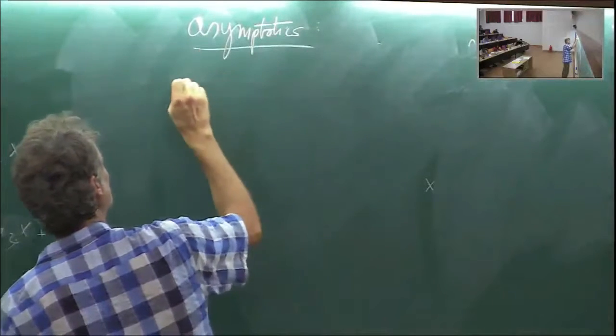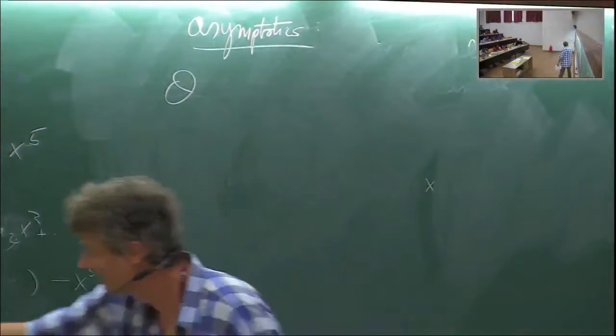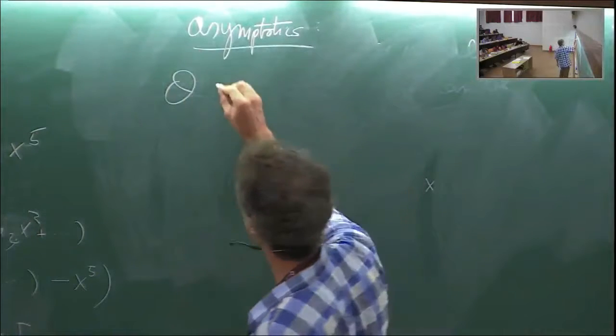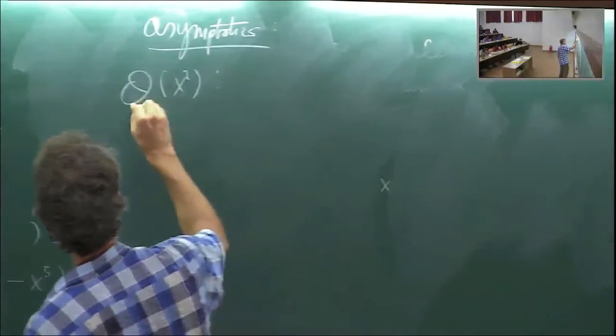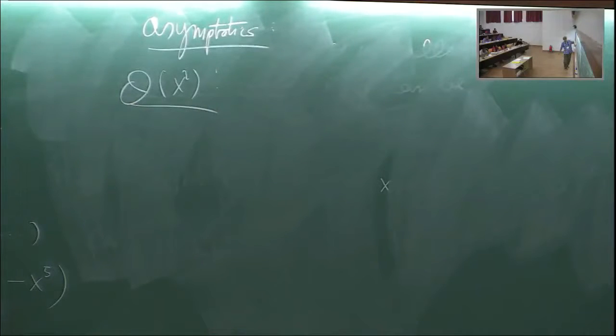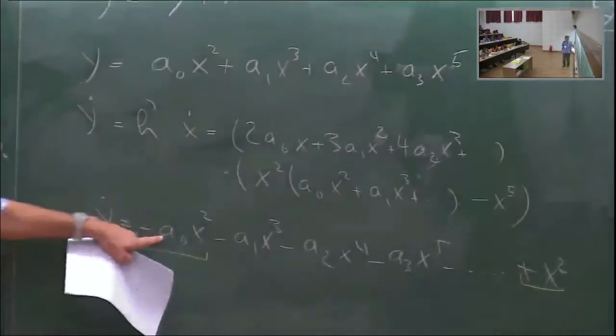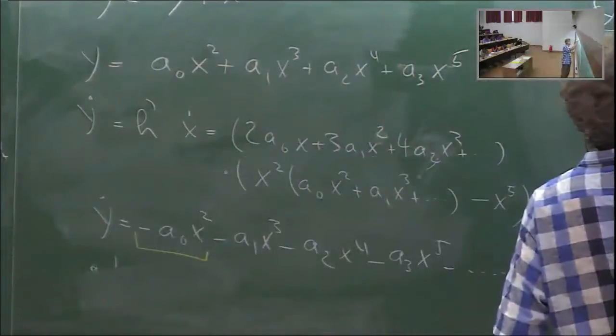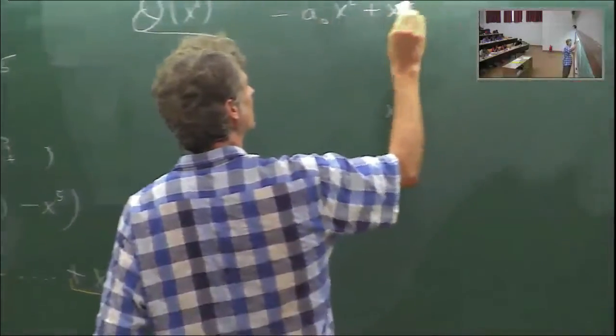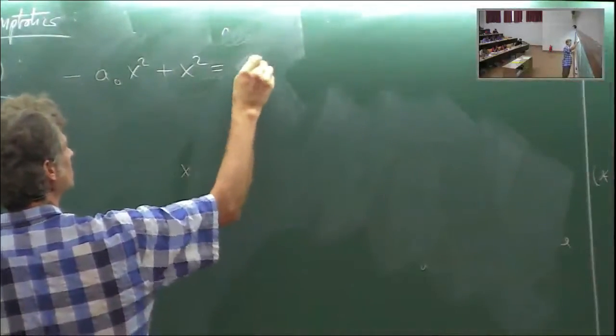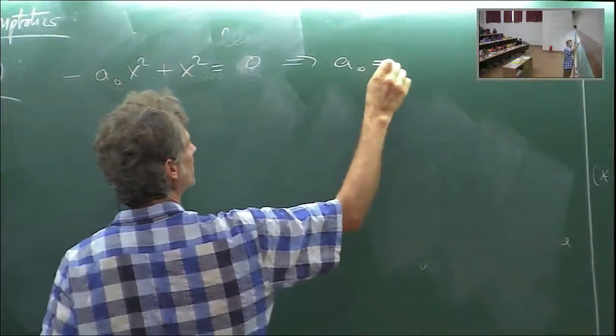So we look at the highest order. The highest order is a quadratic order, so it's x squared. At order x squared, there's no order x squared in here. There's only an order x squared in the y dot equation. So if you want to kill the order x squared term, we have to choose a naught to be 1. So minus a naught x squared plus x squared equals 0. So a naught is 1.